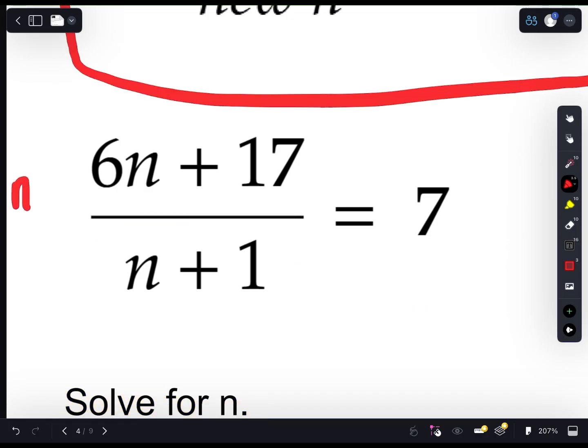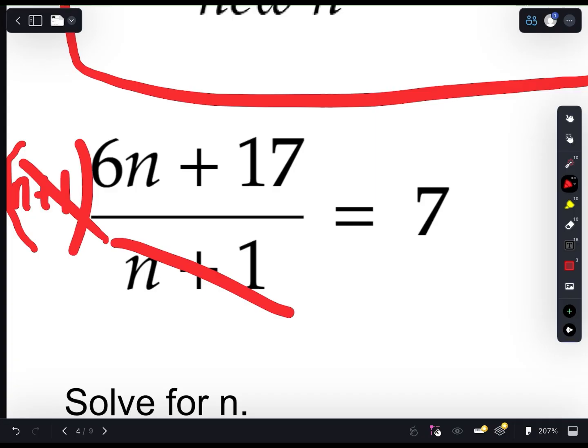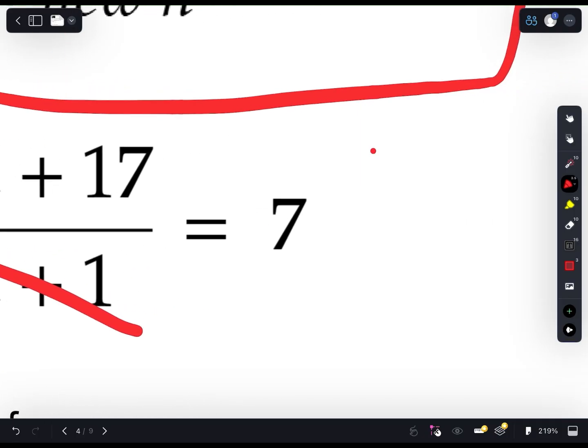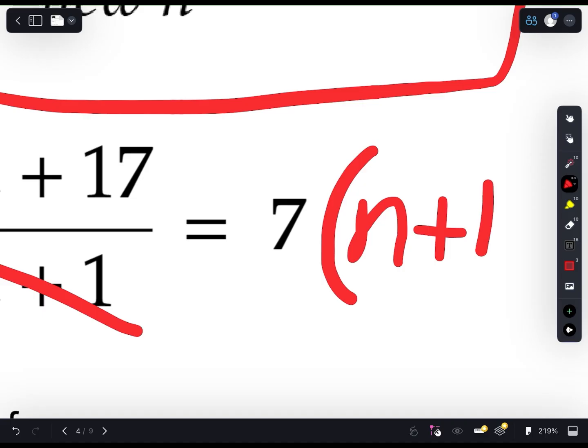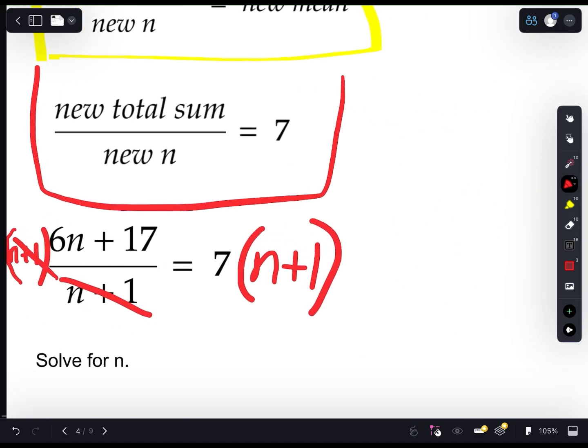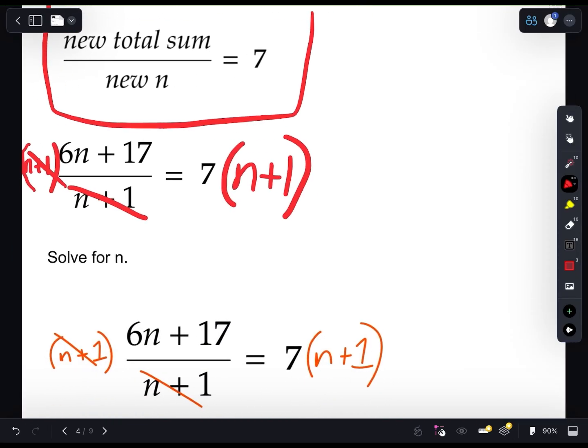Okay, I'll put n plus 1 here. You can put it in the middle or right beside, it's fine. It just has to be beside it to show that you're multiplying this whole fraction by n plus 1. That whole expression, n plus 1, cancels out. And then 7 has to be multiplied by n plus 1 as well, because if you do one thing to one side, it must be done to the other. There you go, and that's it. Then you have 6n plus 17 equals 7 times n plus 1.